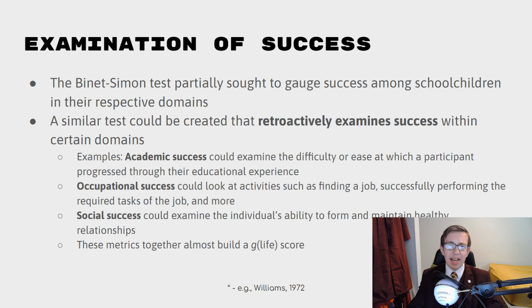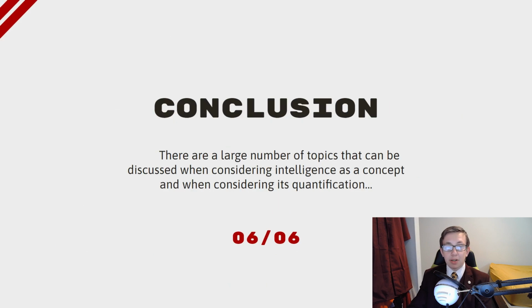So one of the ways that I'd thrown out there in my thesis was that in order to look at intelligence in a more fair view, we could try doing what Binet and Simon had done. They looked at school children's success in their respective domains. So you could make a similar test that retroactively looks at success in different domains. You can look at academic success, occupational success, social success. You could look at all of these and make almost a G of life score. And there's a lot of factors that you could examine in these, and it would be a very qualitative examination of success. But if we're judging intelligence as the ability to successfully perform in a certain setting, then this might be an appropriate metric.